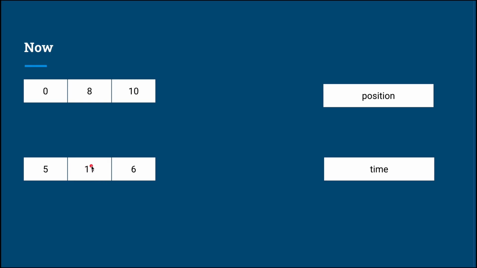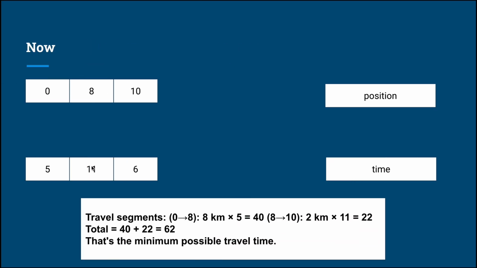Now if we talk about the total segments, first it will be 0 to 8, right? 0 to 8 is 8 kilometers. This is called position. So from 0 to 8 is 8 kilometers, and what is the time we have? 5. So we multiply 8 into 5. 8 kilometers into 5 is 40. So the total travel time will become 40, as you can see here. From 0 to 8, it is 8 kilometers into 5, which is 40.